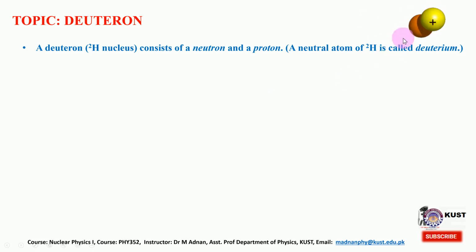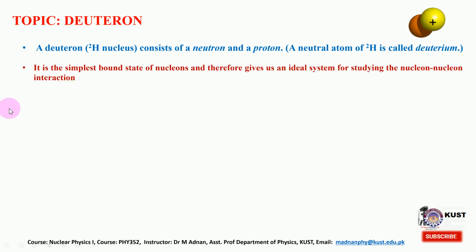And we will see how they interact with each other through that nuclear force, or how much is that strength, since it is difficult to describe the potential associated with the nuclear force. In the last lecture we have also discussed that the potential, or the nature, is complex to analyze at this level. It is the simplest bound state of the nucleons and therefore gives us an ideal system for studying the nucleon-nucleon interaction, since this is the simplest case, having only two nucleons.